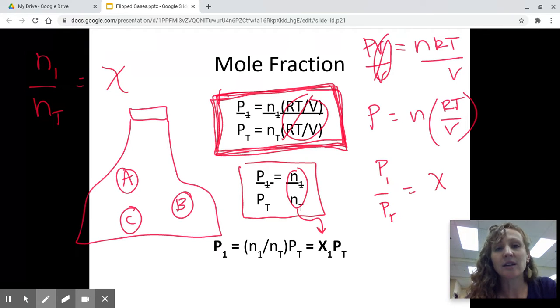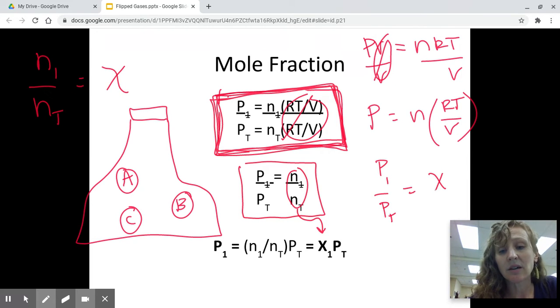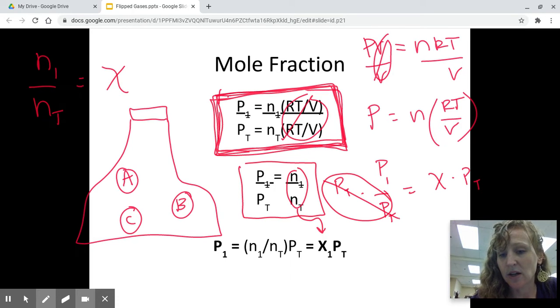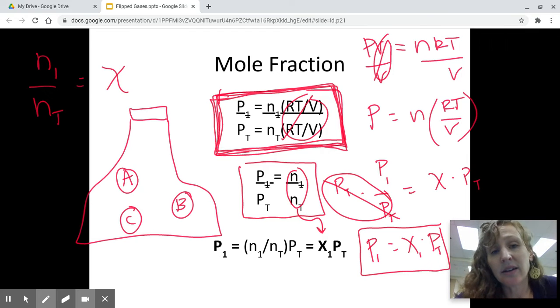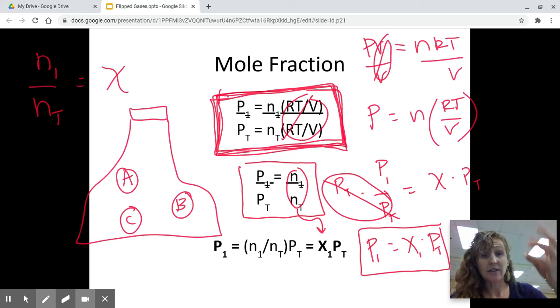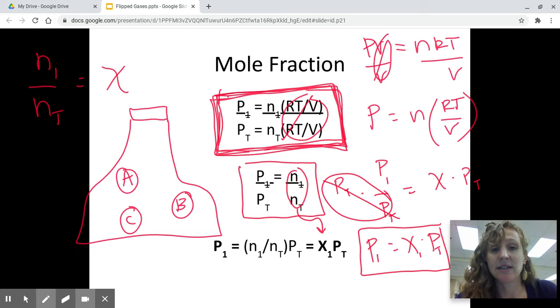And then we can simplify this so we're not looking at fractions anymore. Let's just swing pressure total over to the other side. Pressure total reduces out here, and we're left with P, the partial pressure of one of our gases, equals the mole fraction of that gas times the total pressure. Okay, so again, we have another relationship that we have derived out of the ideal gas law.